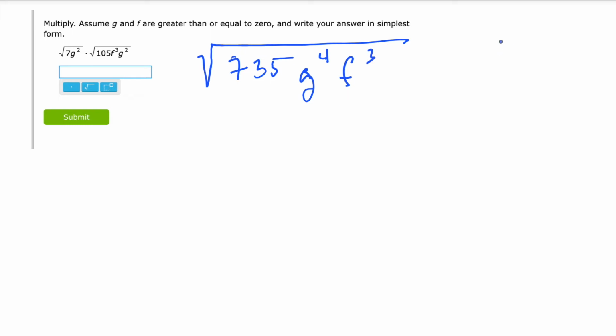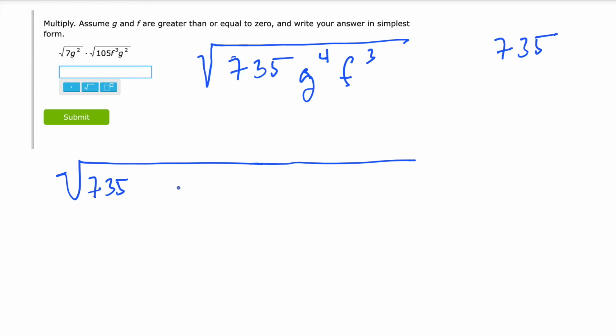Just keep it. Then we got to factor tree this guy. We got to do more than just that. We also have to deal with anything that we can chop these guys down. So let me tell you what we have. We have root 735, and I'll just write these other guys off to the side right here. Times g times g times g times g times f times f times f. That's what we have.